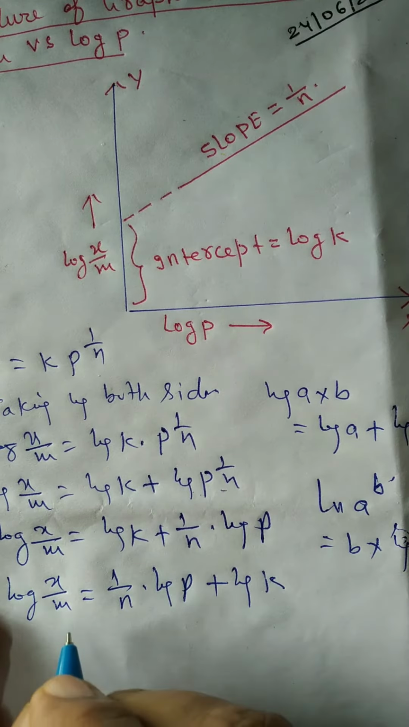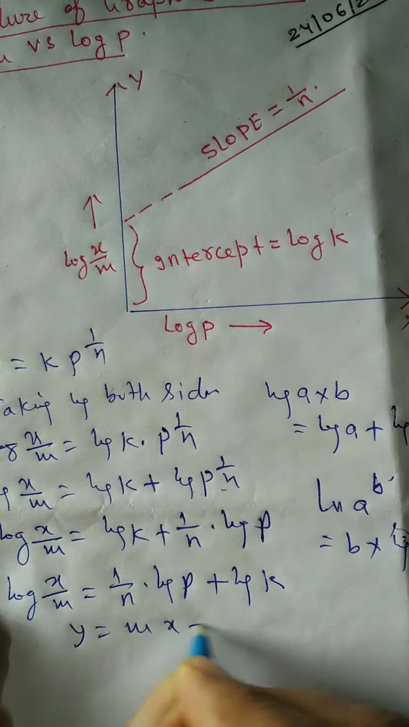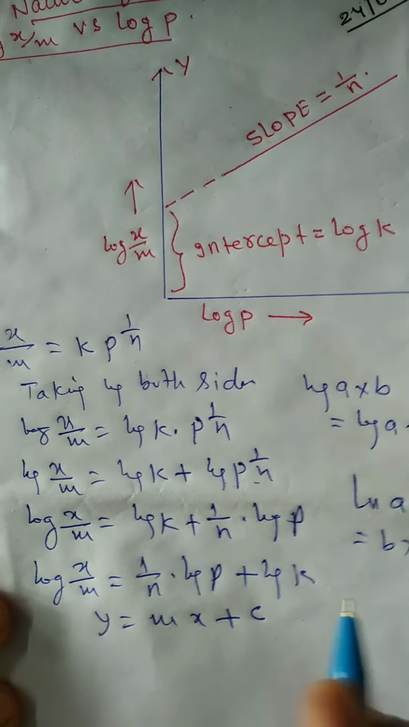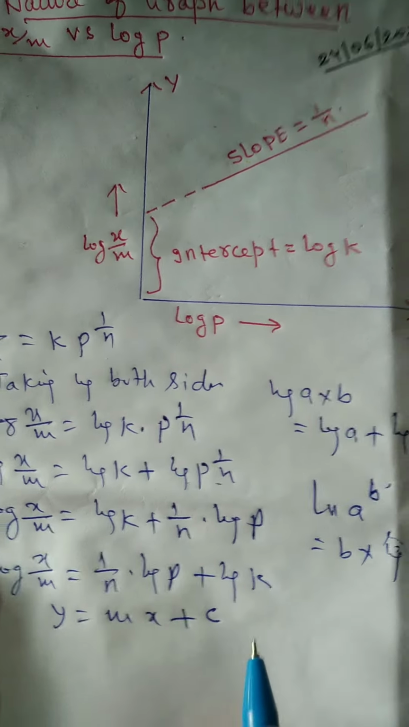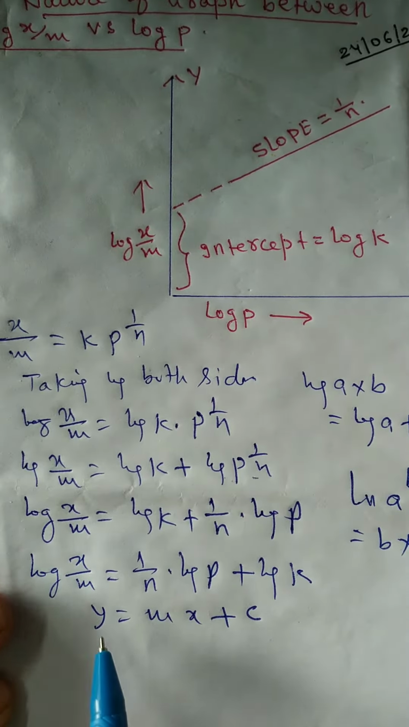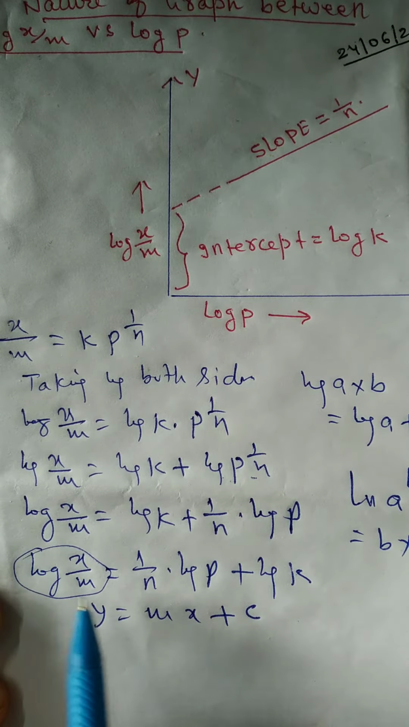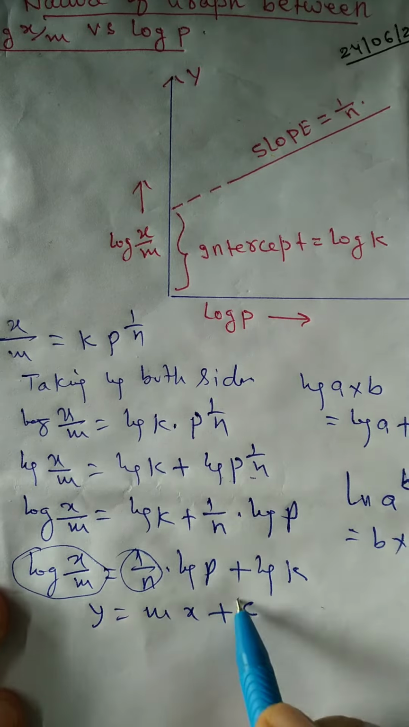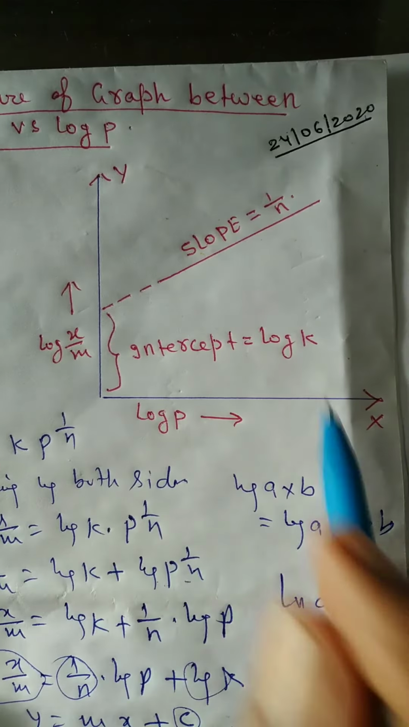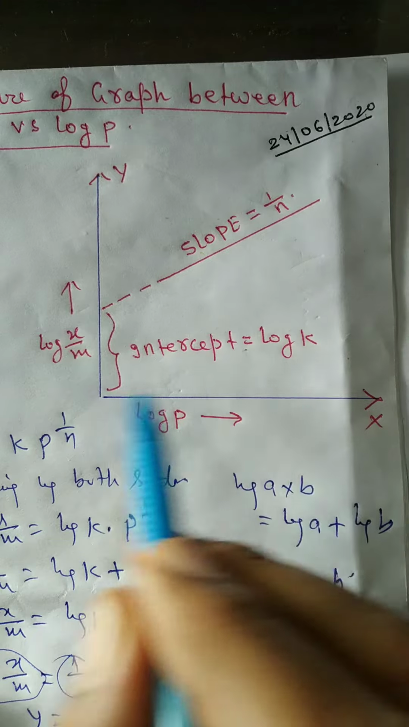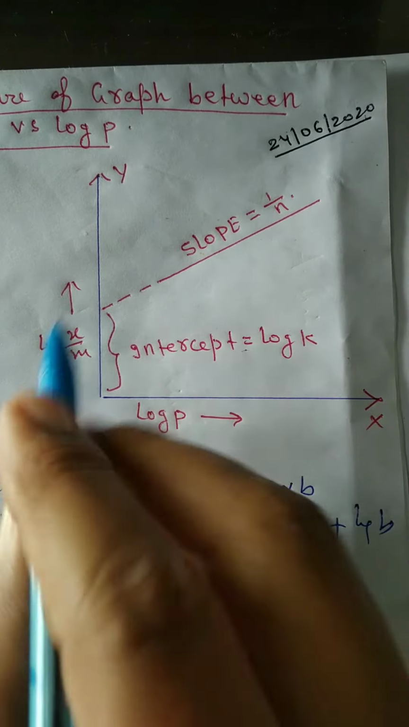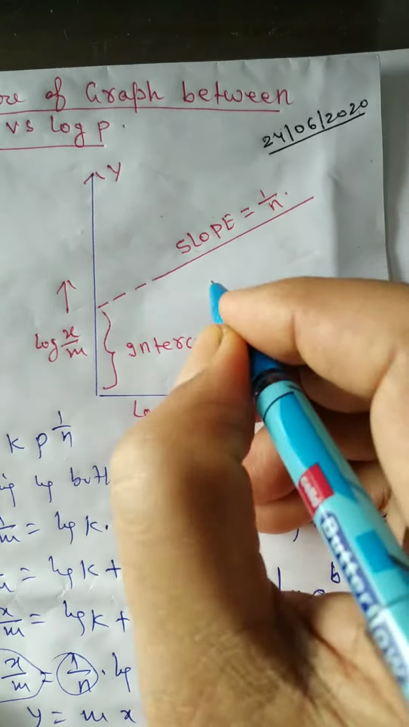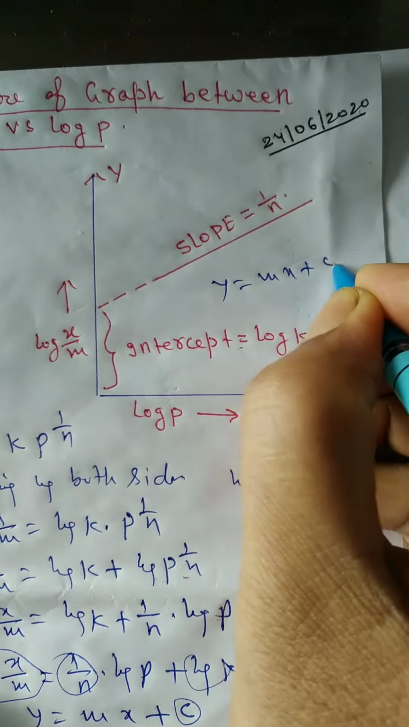So it is as y is equal to mx plus c. Therefore it is just like y is equal to mx plus c, which is a straight line in the math. Here we see in place of y it is log x by m, in place of m it is 1 by n, and in place of c it is log k. So in the graph this log k is intercept and this log x by m is y, and this slope is 1 by n, because this graph is similar to y is equal to mx plus c.